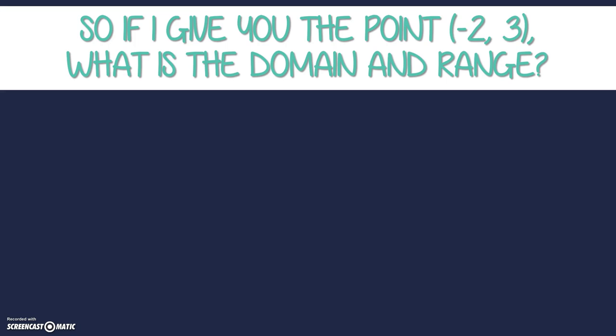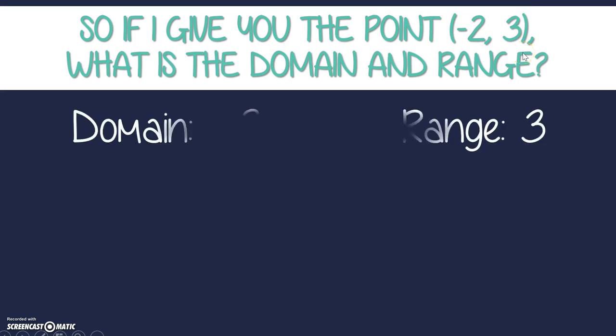All right, so if I were to give you the point -2, 3, what would be the domain and what would be the range? Think about what we just talked about. All right, a point is written with the X value first, so our domain value would be -2, and then it's written with the Y value second. So our range would be 3. You don't have to write this down unless you want to.